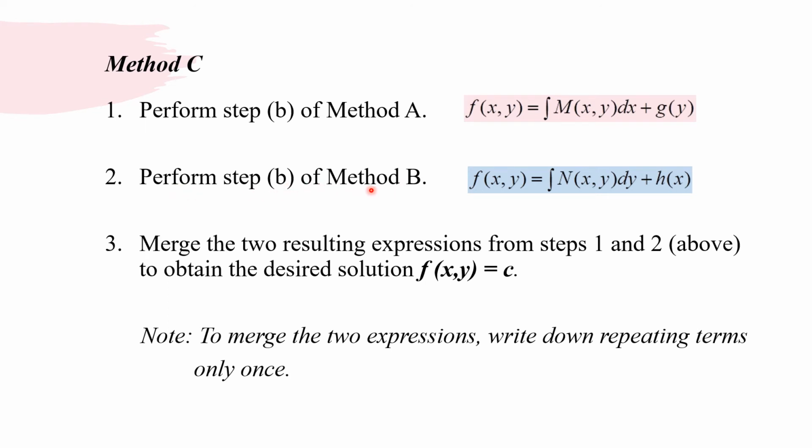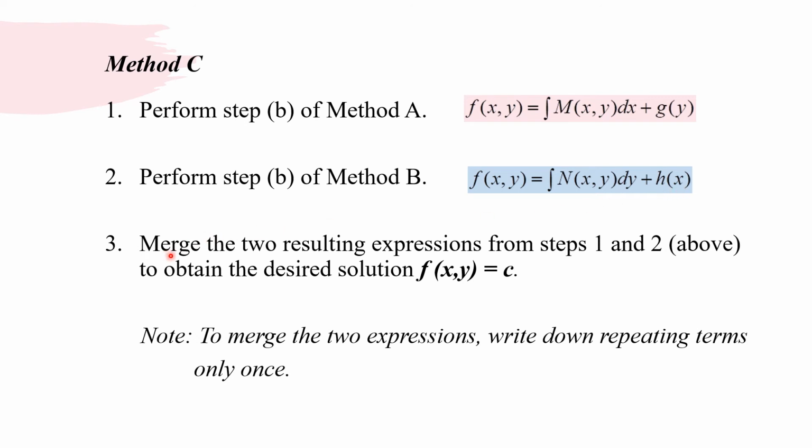The second step is to perform step B of method B. If you look at the previous slide, step B of method B is where we find f of x, y by evaluating the integration of n of x, y with respect to y. After we have integrated this, we add a constant in terms of x, and in general we call that constant h of x.